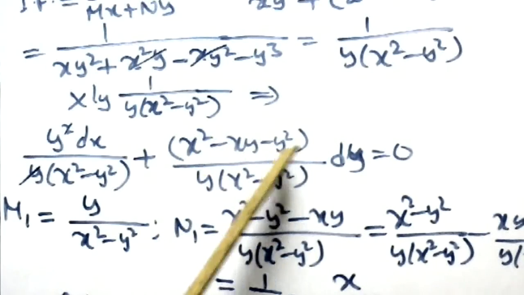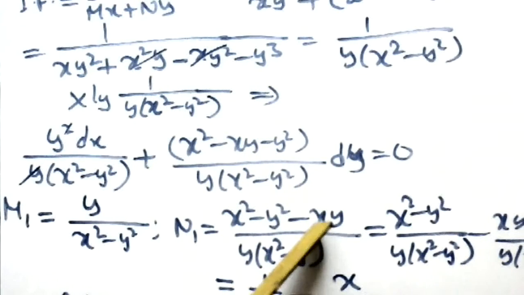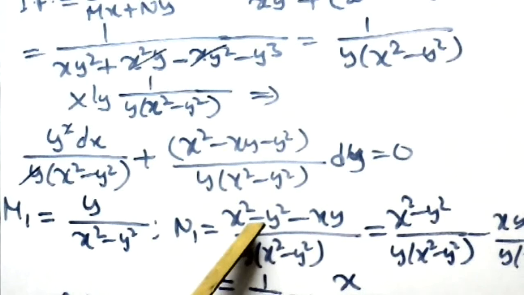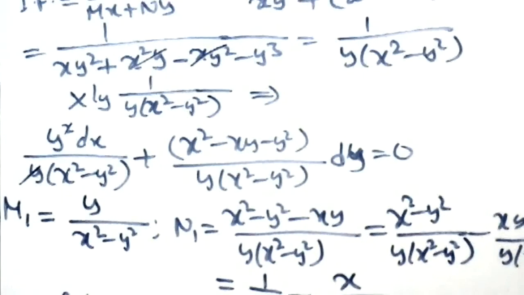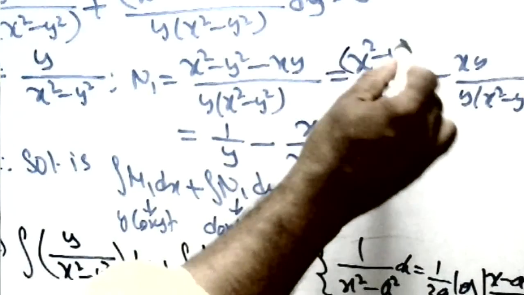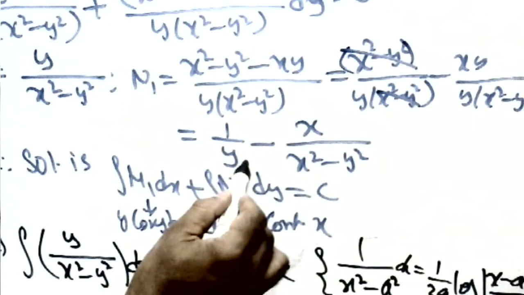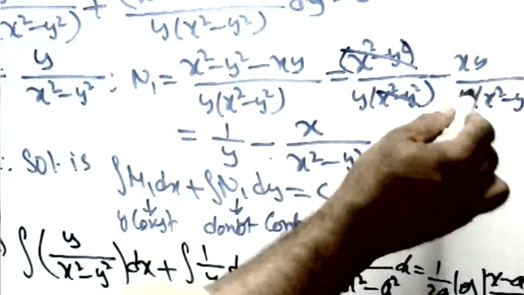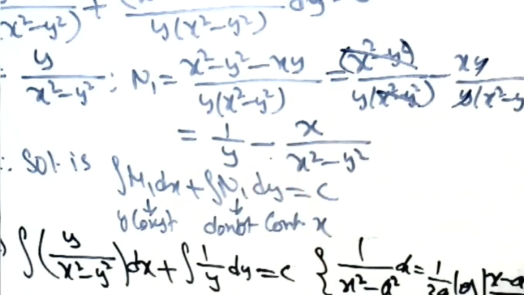Now see, a little bit we will change here. We write x square minus y square minus xy. Separate this, you will get it cancelled: (x square minus y square) by y into (x square minus y square), minus xy by y into (x square minus y square). Why did we separate this one? Because this will get cancelled. You are left with 1 by y minus, this y will get cancelled, we get this one.